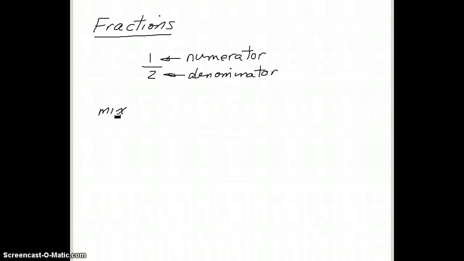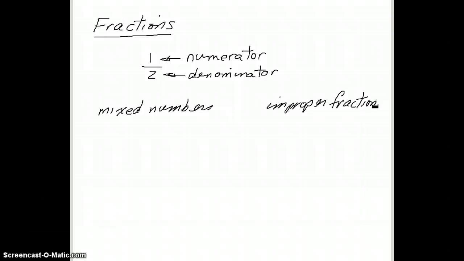We can write mixed numbers or improper fractions. Sounds like they're doing something wrong, but they're not. There's just two different ways of writing it. So I can go from a mixed number to an improper fraction, or I can go in the opposite direction and go from an improper fraction back to a mixed number.